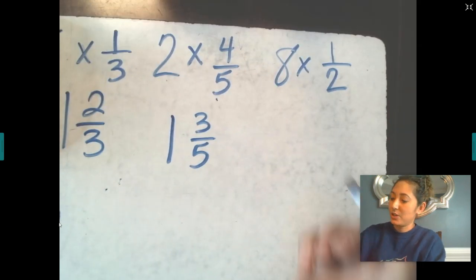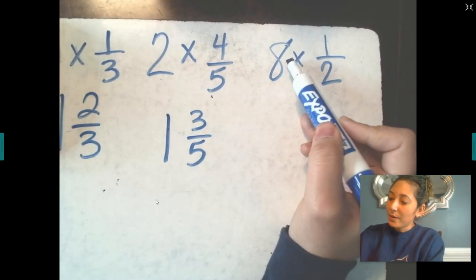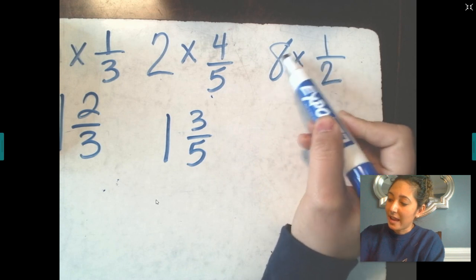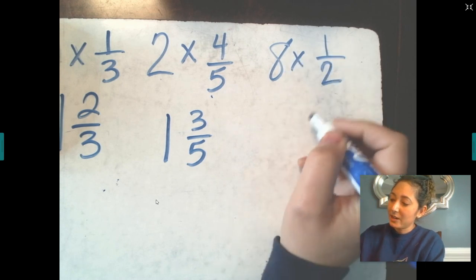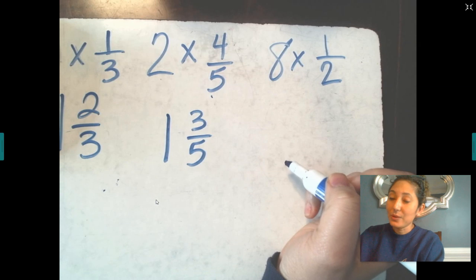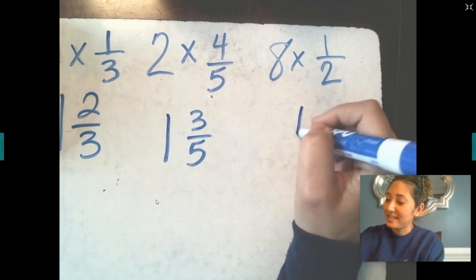We're not going to draw a picture on this one. I think you guys get the hang of it. We will show with multiplication, though. 8 times 1 is 8, and our denominator is 2, and 8 divided by 2 is 4.